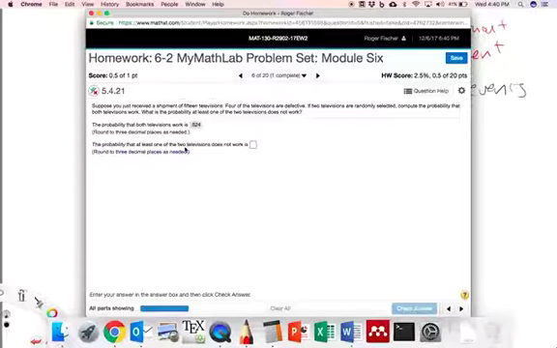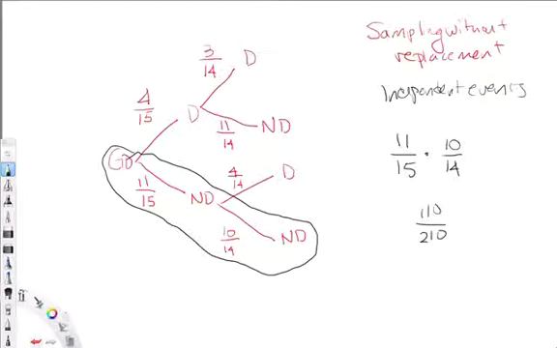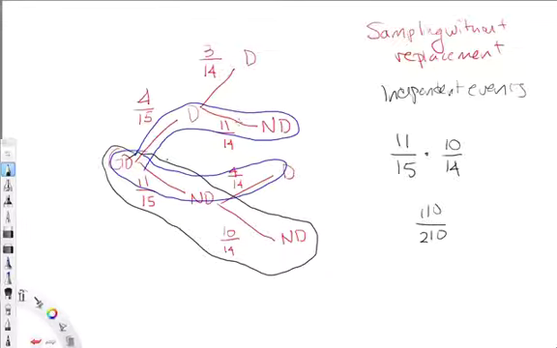So the probability that at least one of the 2 televisions does not work is on the tree diagram, and I'm going to use a different color here. I'll use blue. Notice that this path has at least one of the 2 televisions being defective. This path has at least one television that's defective. This path has at least one defective television. So that's the whole sample space.